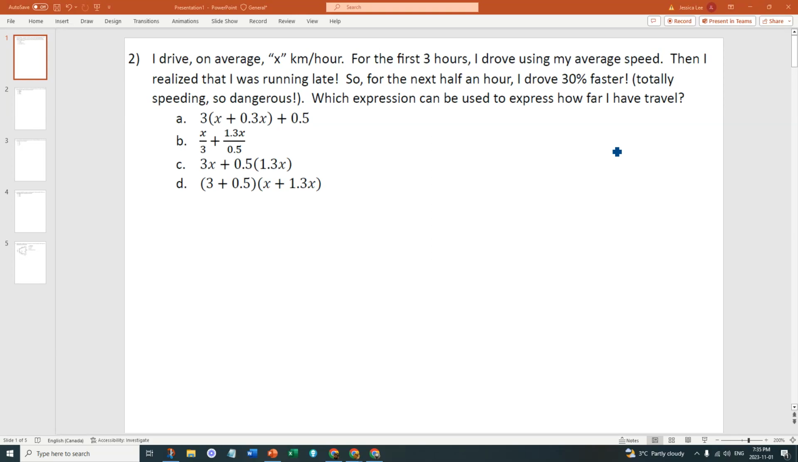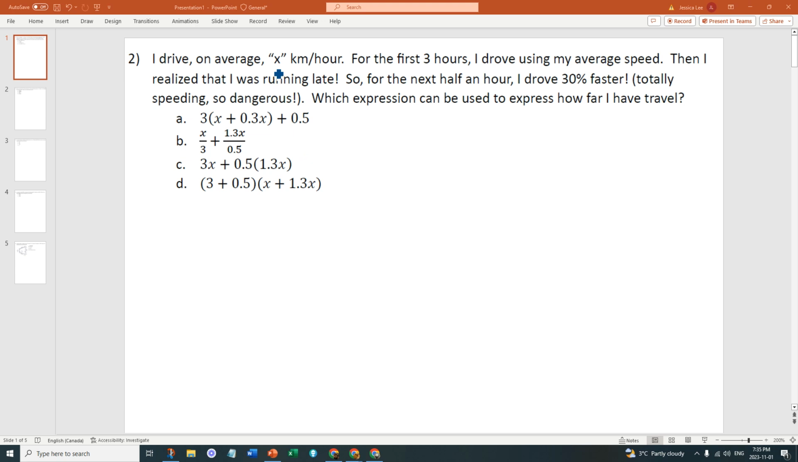Question number 2. I drive, on average, x kilometers per hour. For the first 3 hours, I drove using my average speed. Then I realized that I was running late. So for the next half an hour, I drove 30% faster. Totally speeding, so dangerous. Which expression can be used to express how far I have traveled?